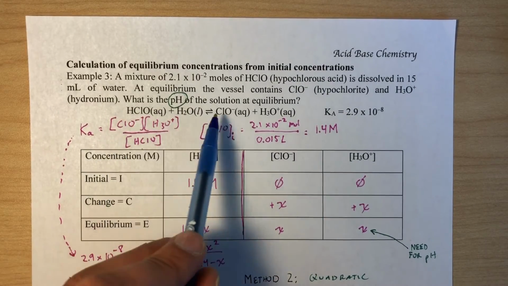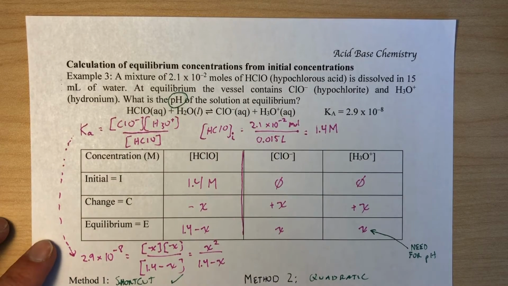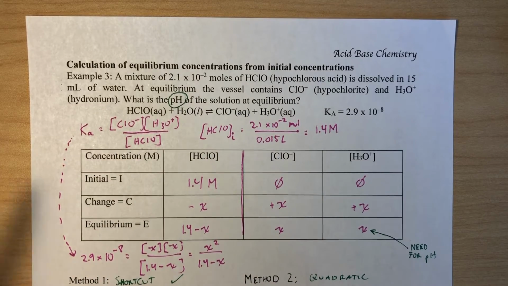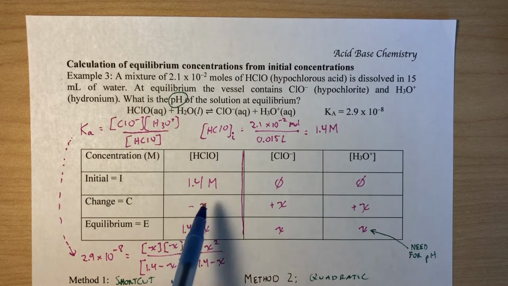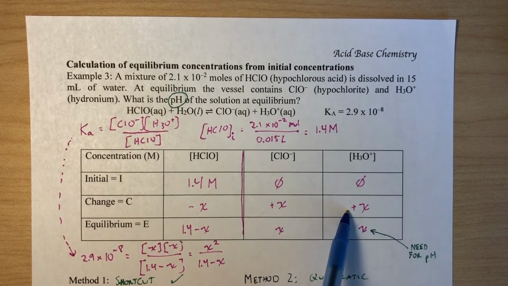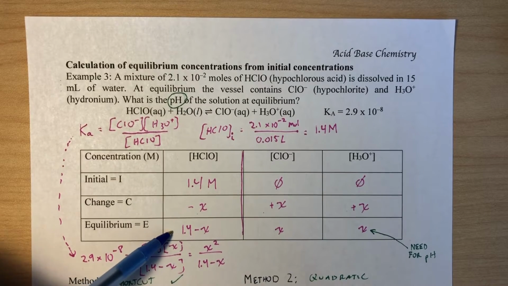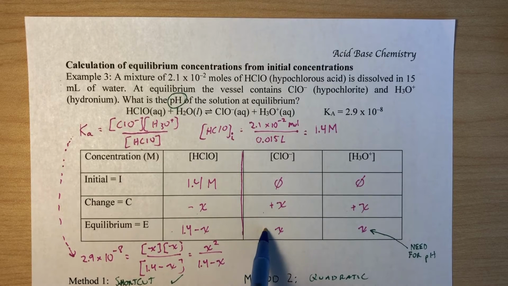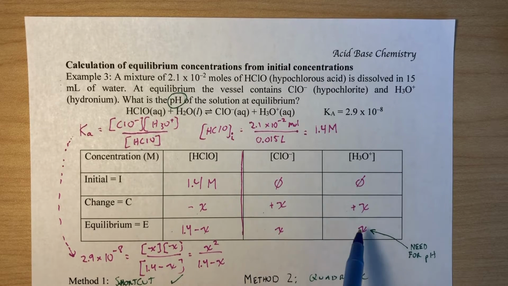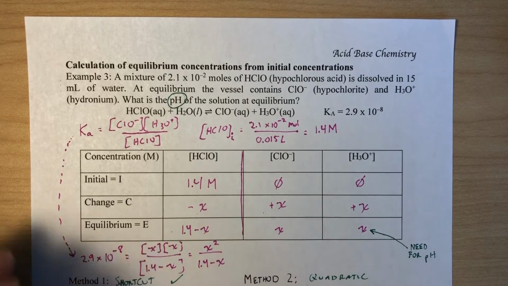All of the components are in a 1:1:1 molar ratio given in the equation, and so HClO is going to go down by x as our two products each go up by x. So HClO is going to be equal to 1.4 minus x at equilibrium, and ClO- concentration is going to be x, and hydronium concentration is going to be x. This is the value that we are going to need for pH.